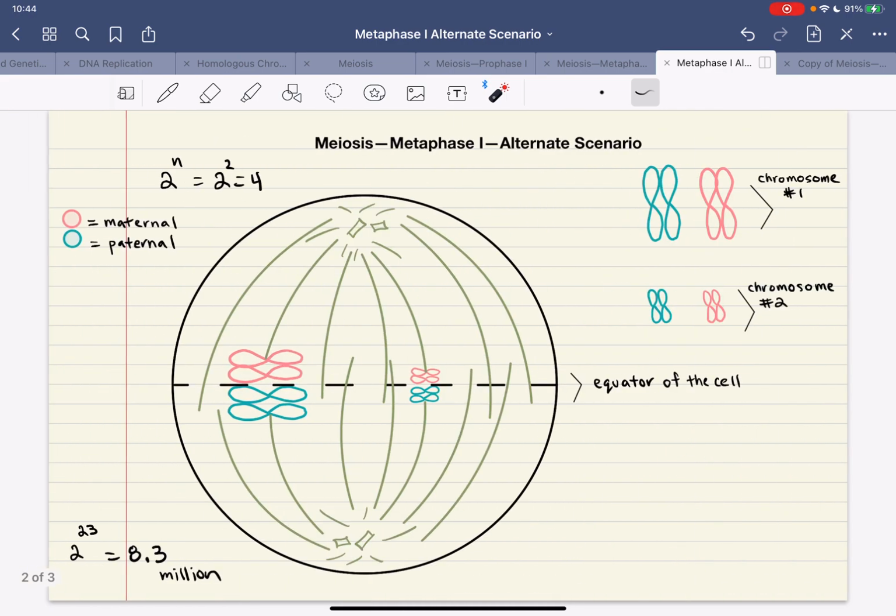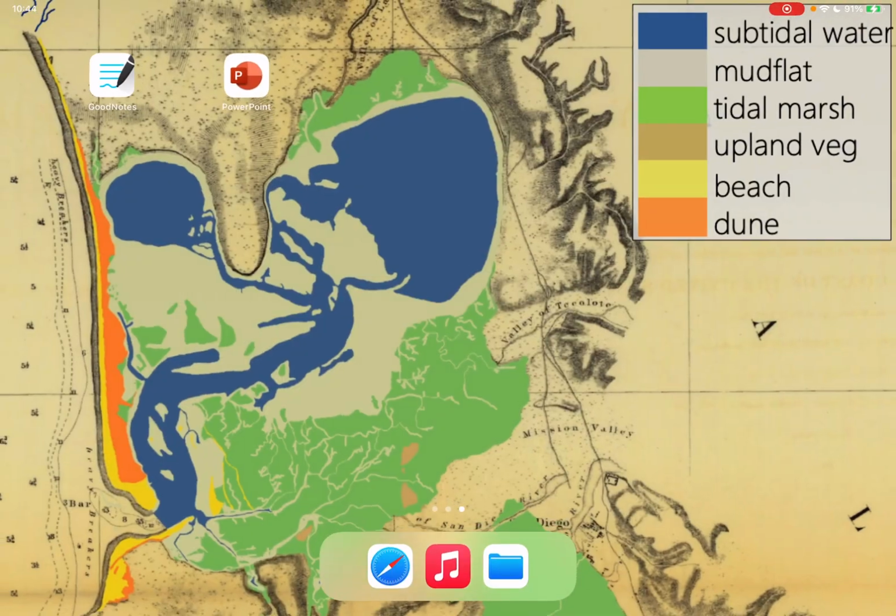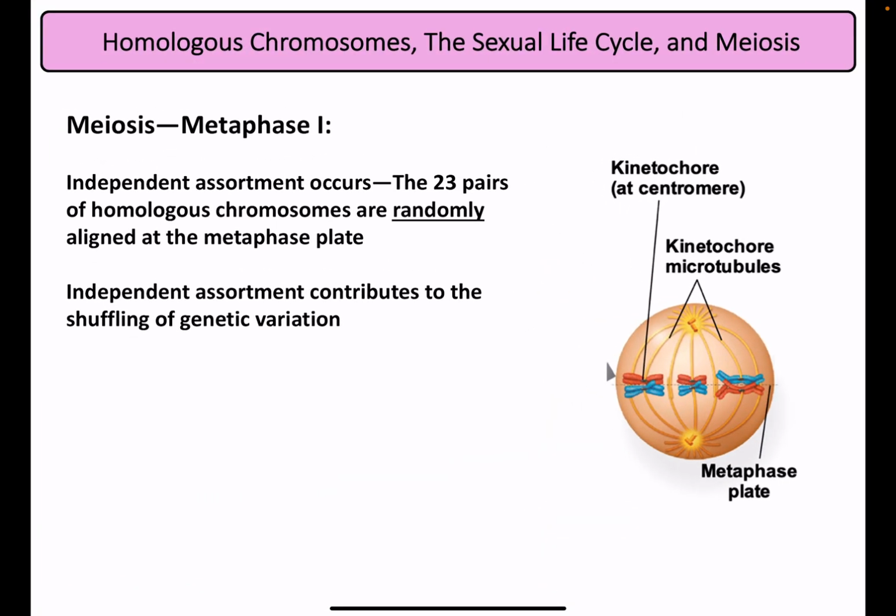So, I think that is it for the drawings. We're going to go back here. It's important to note that this process of independent assortment, just like crossing over, greatly contributes to the shuffling of genes. Because there's so many different combinations, so many different possibilities.